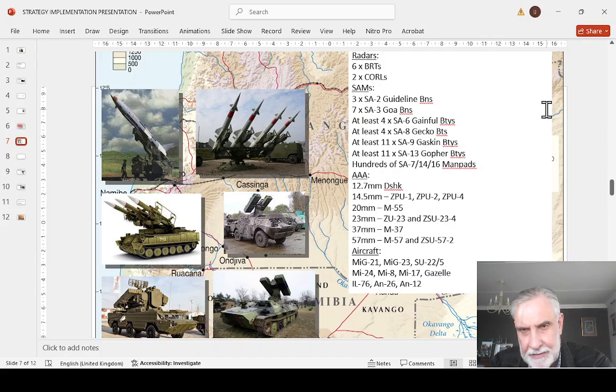Next to it, the SAM-3 Goa, 6.7 or 6.2 meters long depending on the model, 1.5 tons, effective slant range 27 kilometers, altitude 60,000 feet. Then below that, left, is the SAM-6 Gainful, about 24 kilometer slant range. Then next to that, the SAM-9 Gaskin, an infrared system, with at least 11 batteries of those, at least 11 SAM-13 Gopher batteries beneath the SAM-9, and then at the bottom left we have the SAM-8 Gecko batteries, of which they had at least 4, probably more.